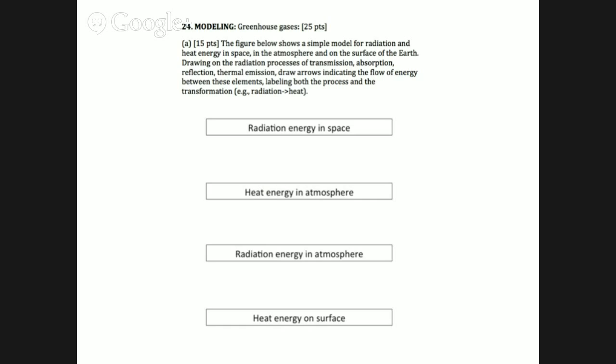Now, transmission, absorption, reflection, thermal emission, what are those? Let's take it one at a time. When I say absorption, what does that mean? This may be why so many got this wrong. What is absorption?